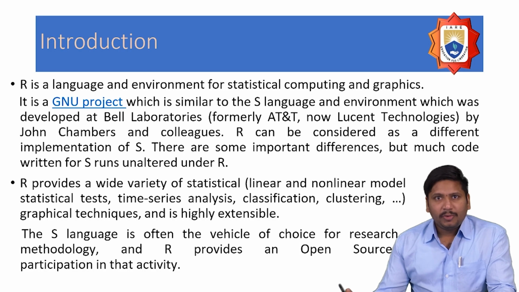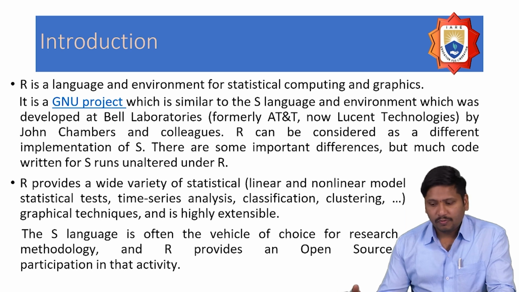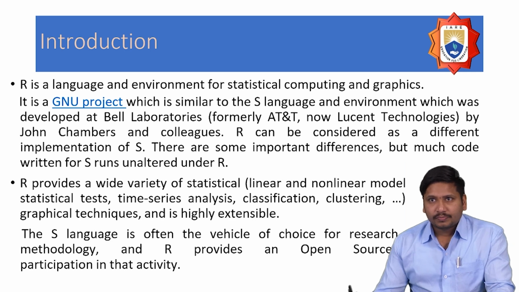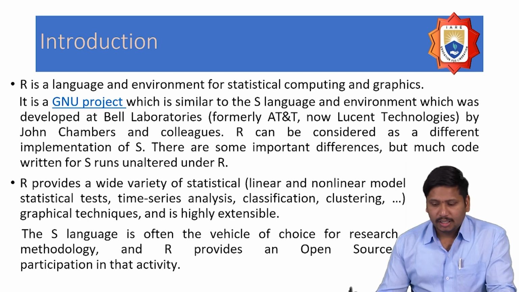R is a programming language which came from the S programming language previously, and this type of language is mainly used for statistical computing and graphics. It is a GNU based project, similar to the S programming language and the S environment, which was developed at Bell Laboratories, formerly AT&T and now Lucent Technologies, by John Chambers and his colleagues.